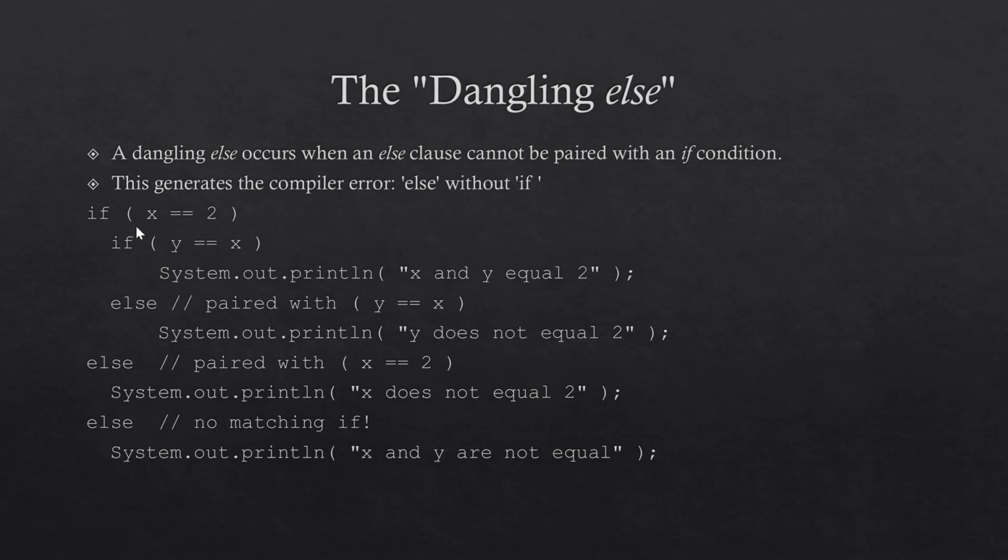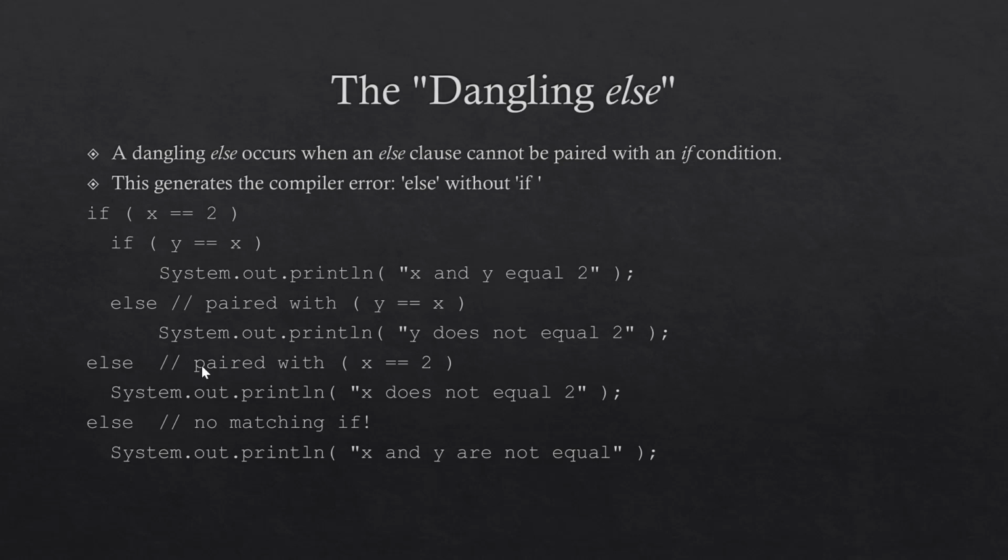So if you look at this code, I'm checking is x equal to 2. If it is equal to 2, I'm checking is y equal to x. If it is, I'm printing x and y are equal to 2. Else, this will be paired with this if statement. This is the closest one to it. So it will print y does not equal 2. So although x was equal to 2, y was not equal to 2.